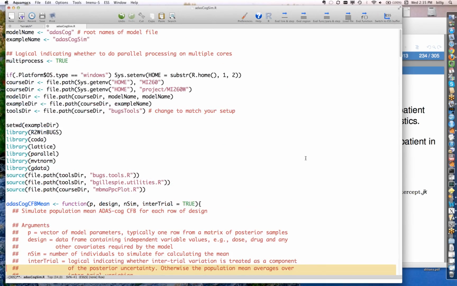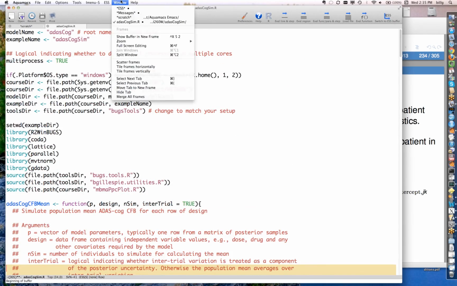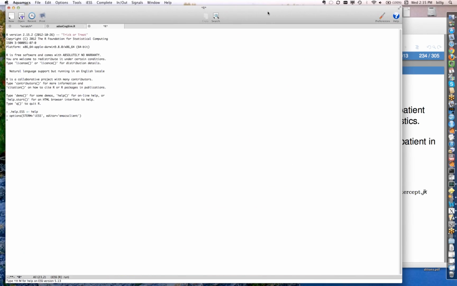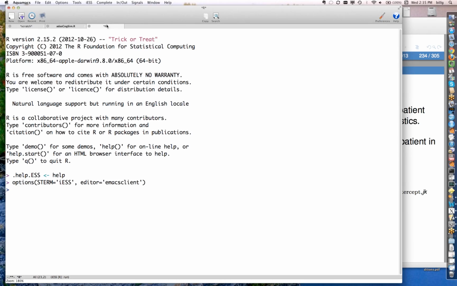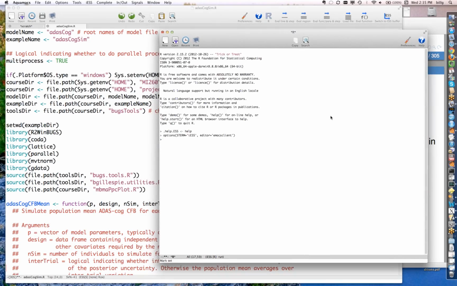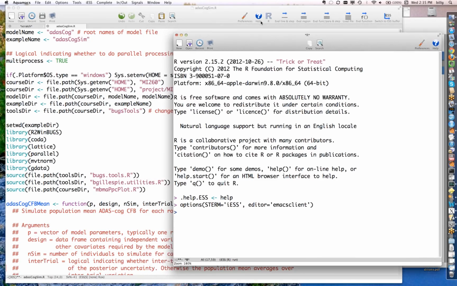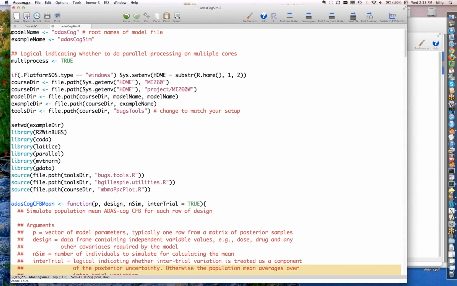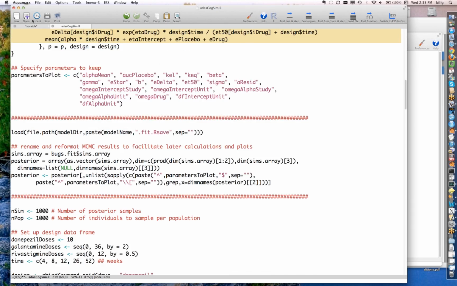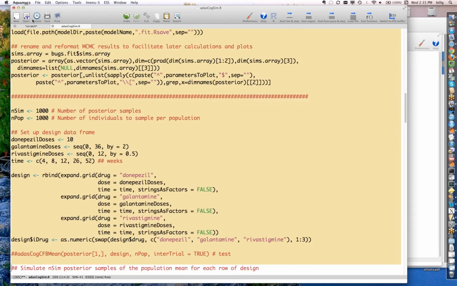In fact, why don't we go ahead and run that much of it. Let's see, do I have an R? No, I don't have an R thing going here. Let's do that. Why did it do that? Okay. Okay, so let's just run the part that takes us down to our simulation.